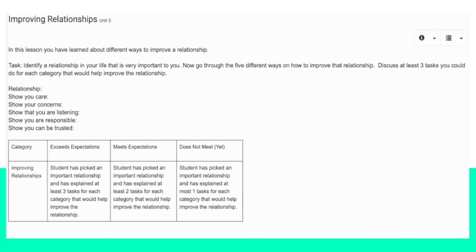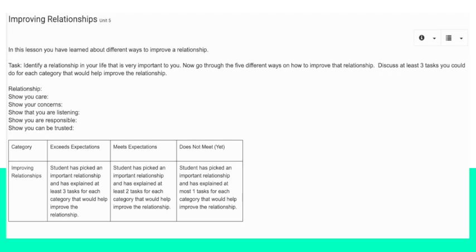Now let's take a look at the rubric. You'll see below where it says exceeds expectations, meets expectations, and does not meet expectations. So the exceeds expectations is what's going to get you that 100%. Meets expectations is going to be around that 70%. So just know that in grading.